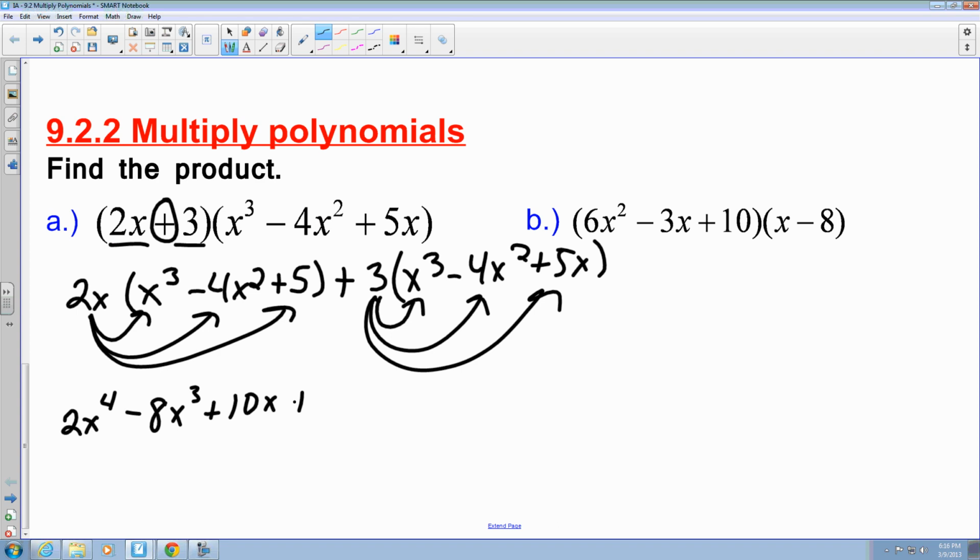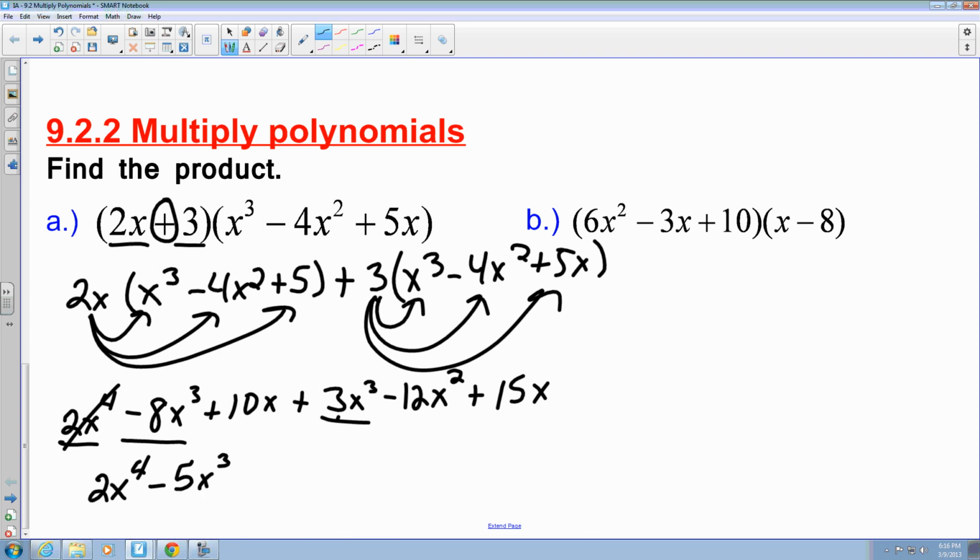And then here I'm going to have plus 3x cubed minus 12x squared plus 15x. So now from here, I need to combine like terms. So do I have any x to the fourth? No, I don't, so I'll just rewrite this here. Cross that out. I got an x cubed, and I also have an x cubed here. Combine those like terms. Negative 8 plus 3 will give me negative 5x cubed. Cross those out.